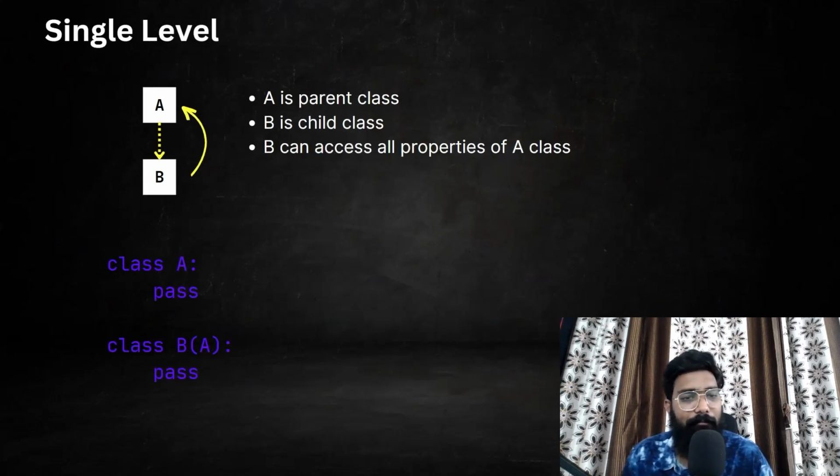In a single level, we have an A to B relationship, where A is a parent class and B is a child class. B can access all the properties of class A, but A cannot access B. Even the implementation, if you see that, class A, right now we are writing pass, which means it doesn't do anything. Class B, opening closing parenthesis, and we have written A. That means it is inheriting all the properties of class A, and pass. So this is how we have defined inheritance.